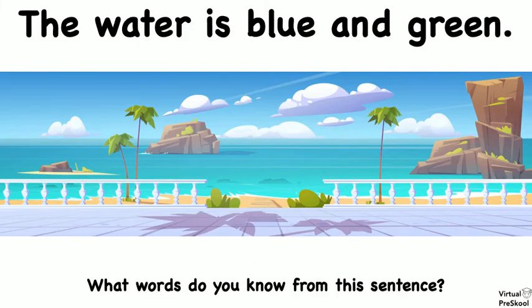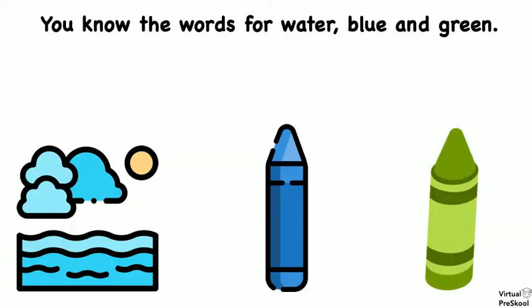All right, now let's practice putting some sentences together. If we wanted to describe the ocean water as the water is blue and green. The water is blue and green. Now, there's a few Hindi words that you already know from this sentence. You already know the word for water, you know the word for blue, and you know the word for green, right? These are words that you already know how to say in Hindi, right? So what is water?